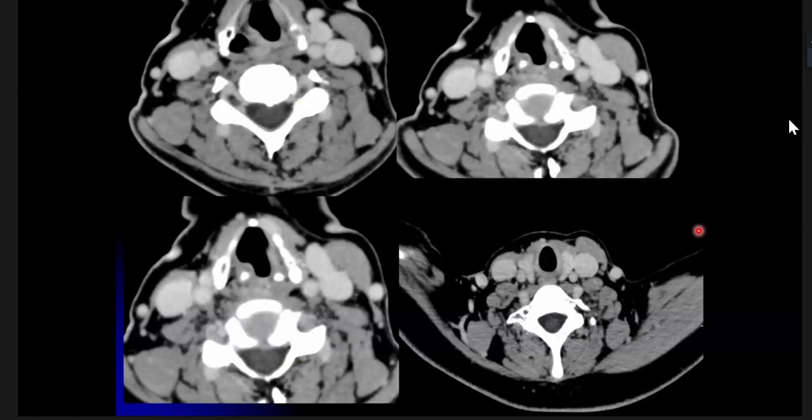The patient has presented with hoarseness of voice. Neck, I'm just giving you a clue. These are neck images. In the neck, you have to look for symmetry. Everything in the neck is symmetrical. Absence or presence of something is always a pathology.